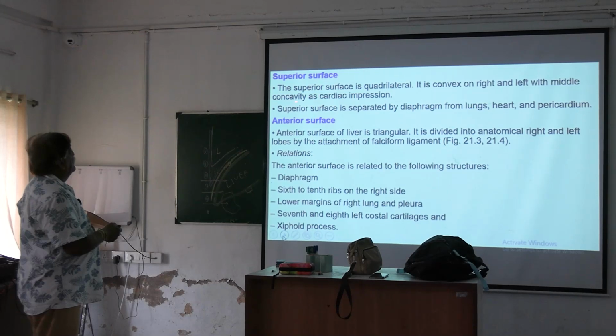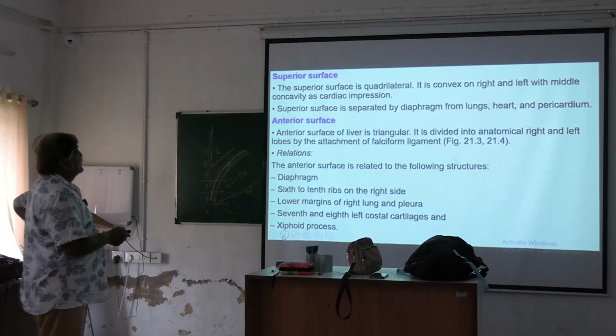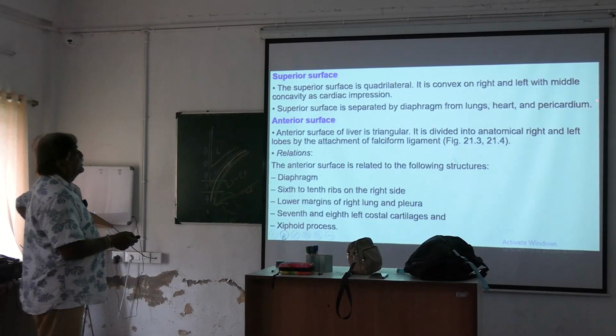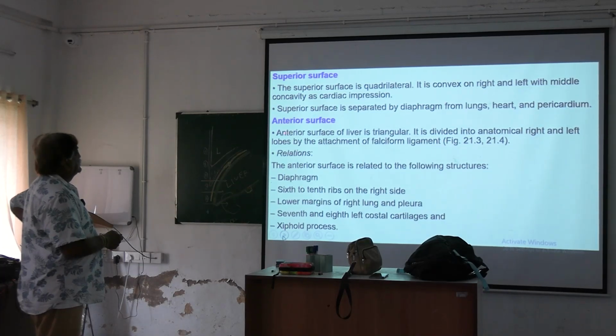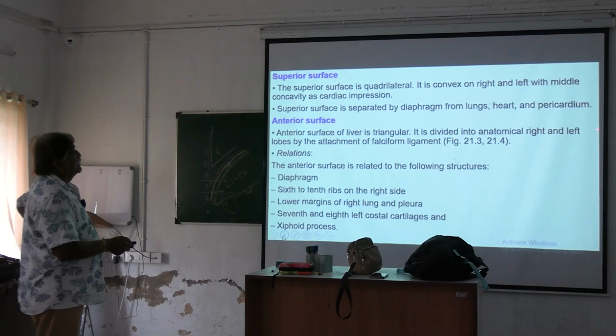The superior surface is quadrilateral, it is convex on the right and left with middle concavity and cardiac impression. The superior surface is separated by the diaphragm from the lungs, heart and pericardium. The anterior surface of the liver is triangular. It is divided into anatomical right and left lobes by the attachment of the falciform ligament.